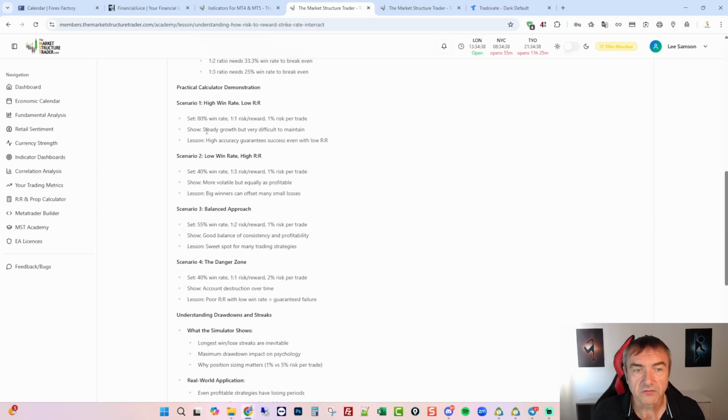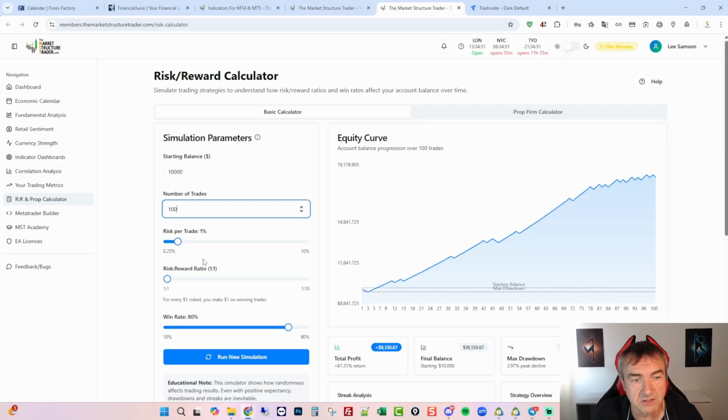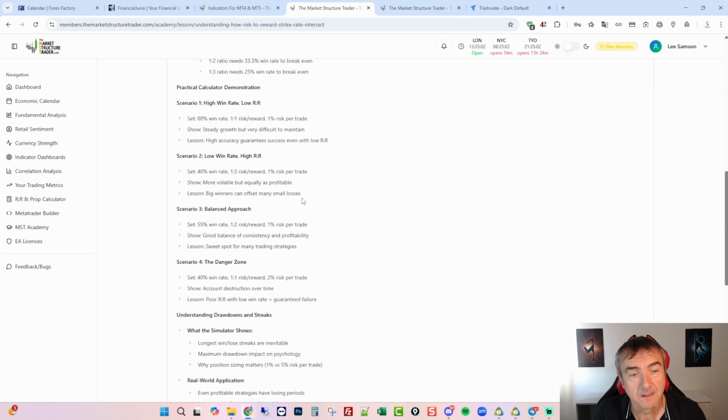So we've got steady growth, but very difficult to maintain because we can't find enough trade opportunities that are that successful. We have high accuracy, which guarantees success, even with a low risk reward ratio. So we are literally running a 1-to-1. You could even run that with a negative risk reward ratio. This doesn't actually allow you to do that, but if you had a 0.8, for example, this would still generate profit for you.